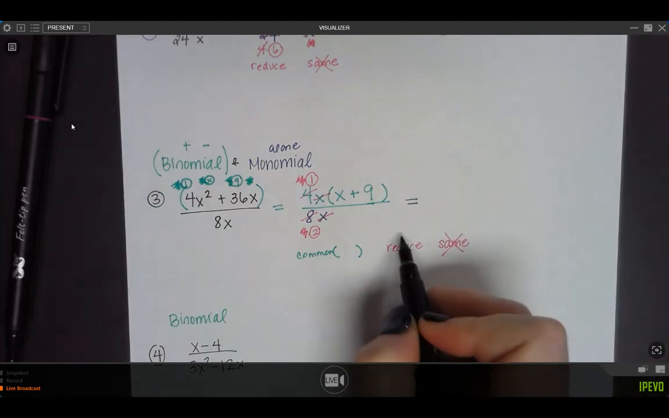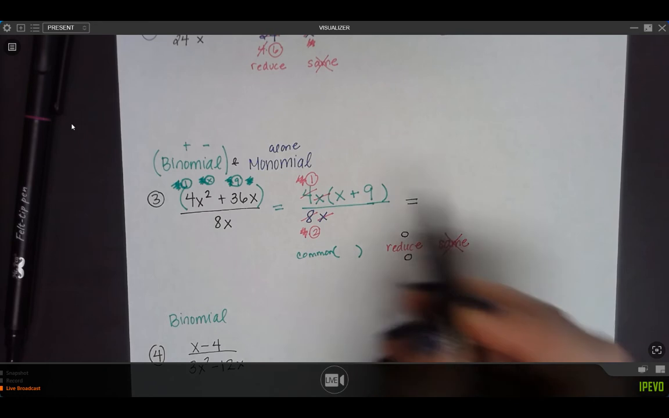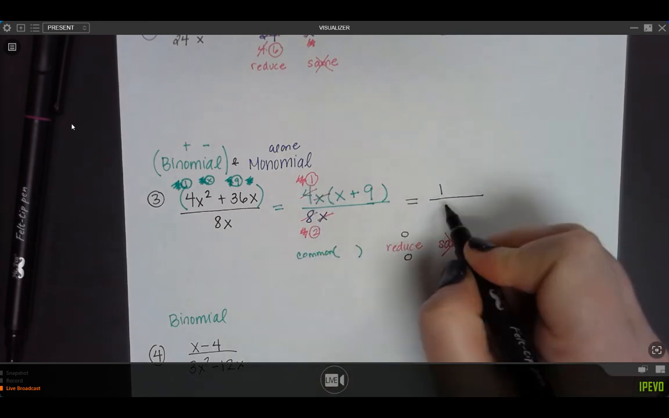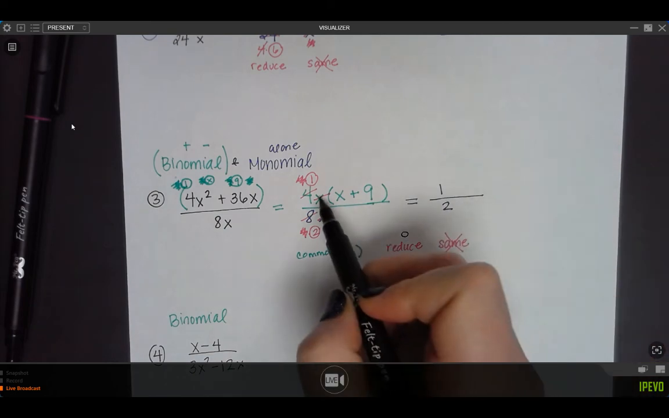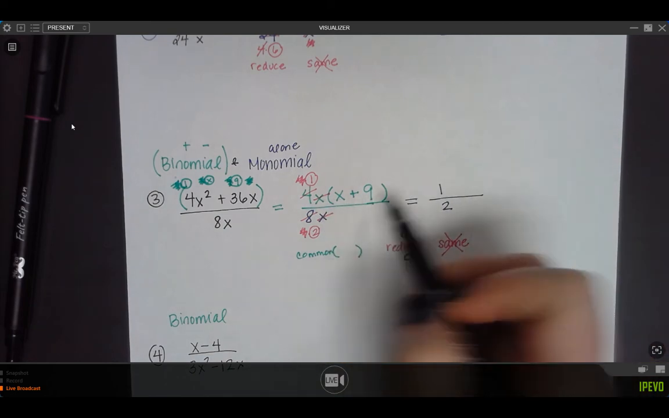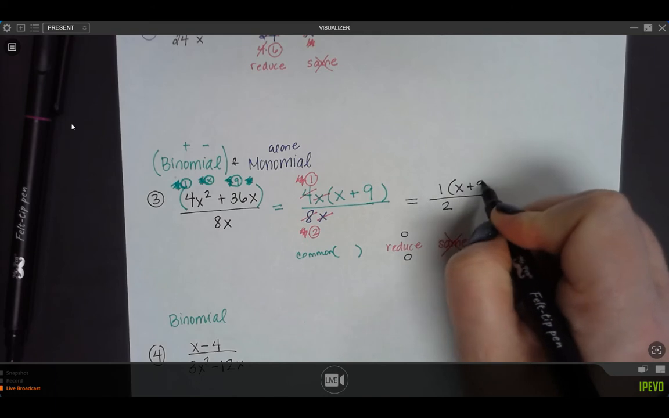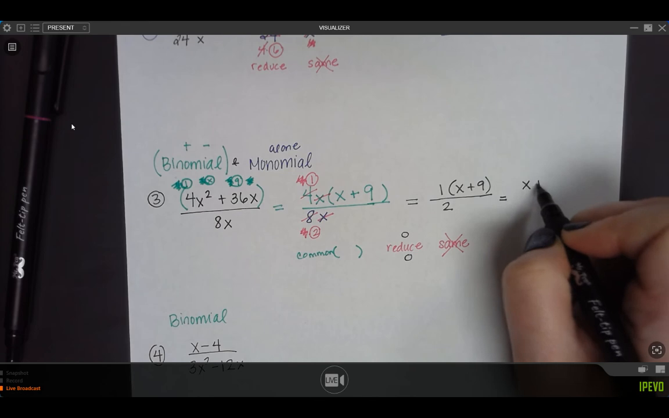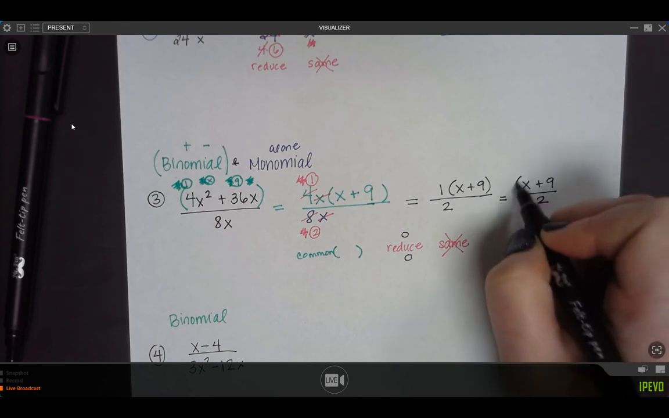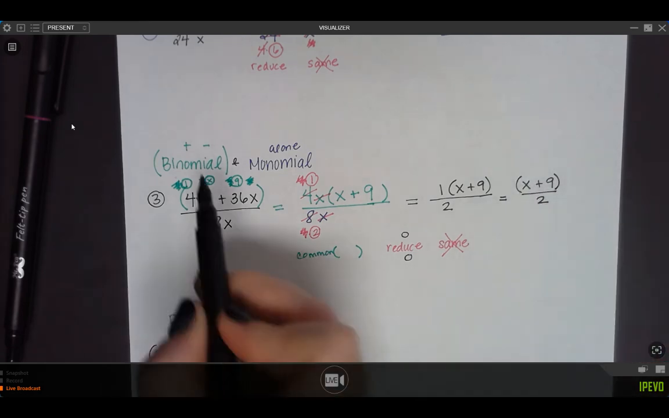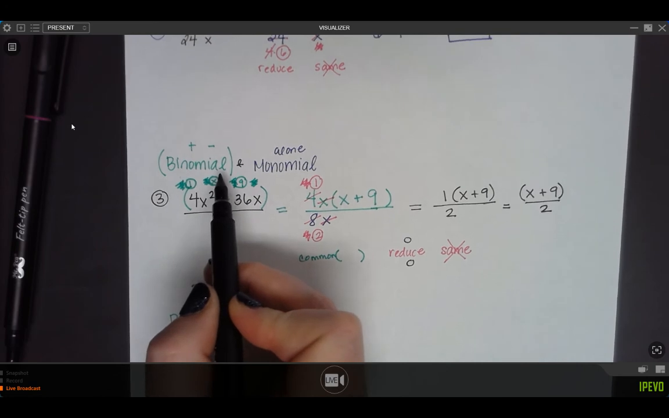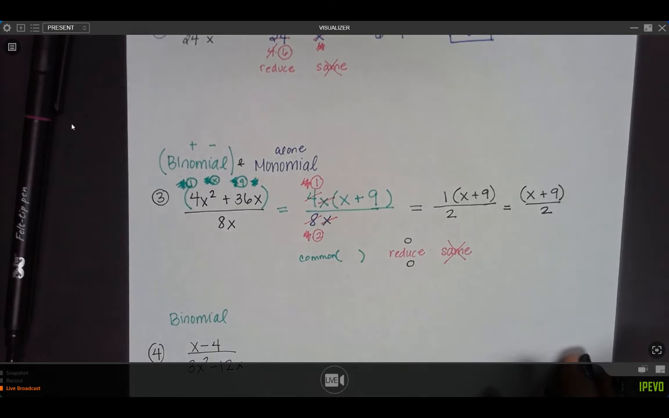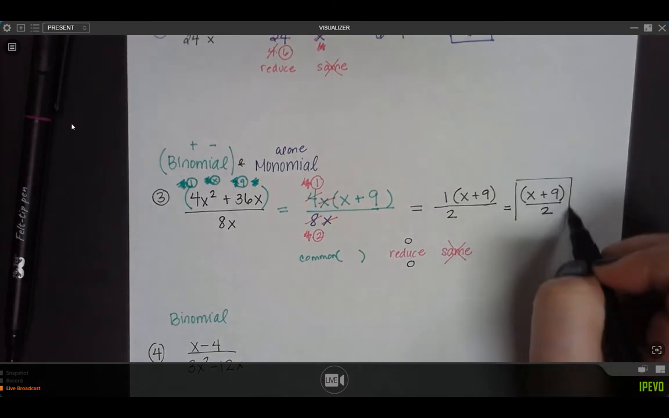Let's look at my reducing. So what numbers are left over? I see a 1 on top. I see a 2 on bottom left over. And I crossed out my x's, and x plus 9 is also left over. Another way you can write this is just x plus 9 over 2. I always recommend using parentheses when you see a binomial, because that means x and 9 belong together and we cannot tear them apart. So this is my answer for number 3.